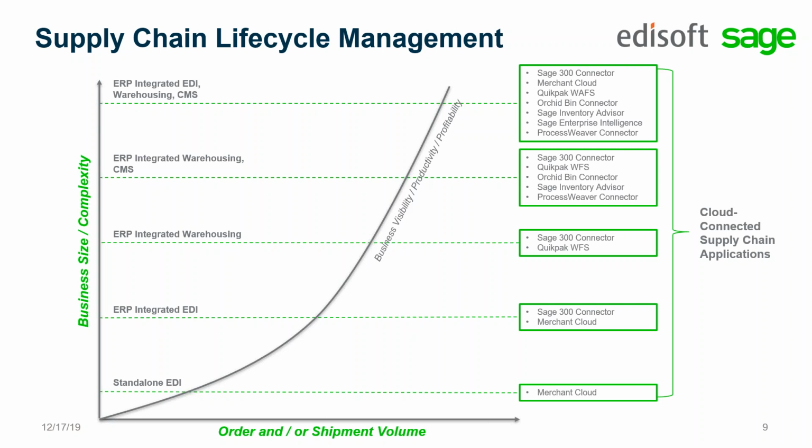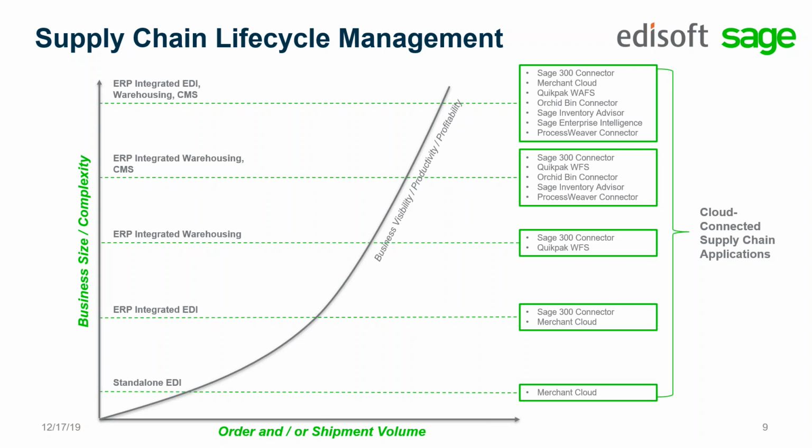So what that means is your inventory forecasting and replenishment, and Sage Inventory Advisor is a great tool to help you visualize that data of how to manage your inventory. It's only as good as the accuracy of your data. So with a product like Quikpak in your warehouse, you're getting real-time data exchange for inventory levels as they're fluctuating, both on inventory coming in and inventory going out, as well as its location within the warehouse. And that's what a product like Orchid Bin can help you do as well.